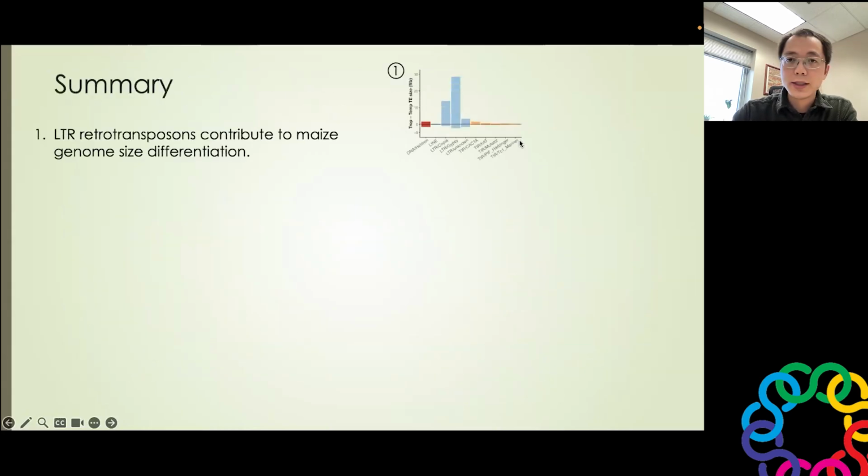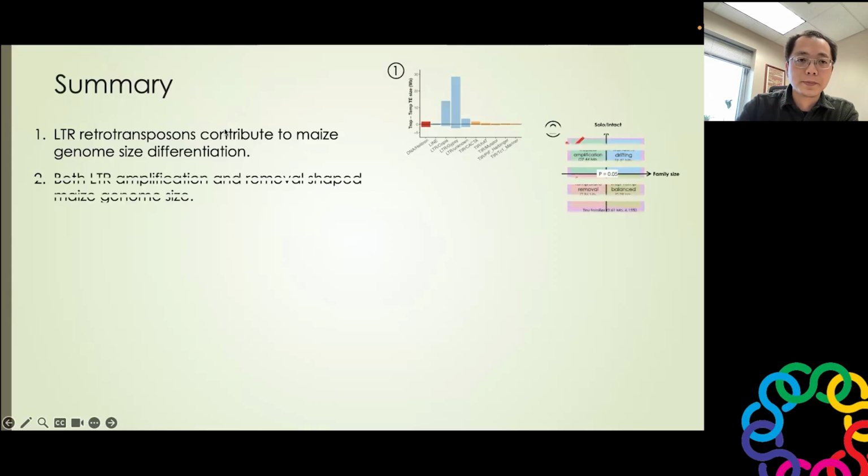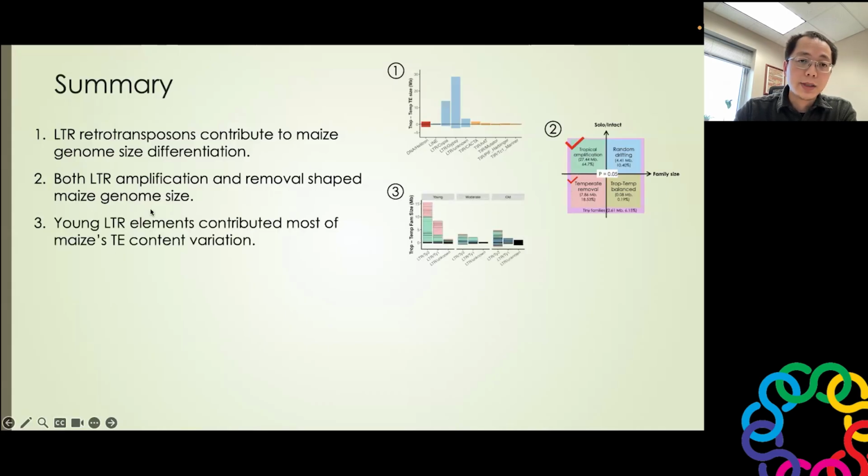So I want to summarize the results. So first, we identify LTR retrotransposons contribute to the maize genome size differentiation. Well, I need to correct myself, not a lot, 40 megabases, and it's not driving the maize genome size difference. The driver is heterochromatin knobs. Those are tandem repeats. But still, we found TEs contribute around 10% of the genome size variation in maize. And we found both LTR amplification and removal shape the maize genome size in the TE content. And then the young elements contribute most of the content variation.